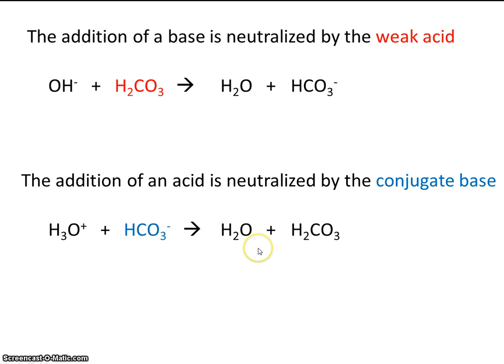So now the H2O has been neutralized. So as a review, a buffer is made from a weak acid and the salt of its conjugate base. And a buffer is a solution that resists changes in pH. So if we have a solution and we add base, that base gets neutralized by the weak acid. And that same solution, if we add acid to it, that acid can get neutralized by the conjugate base. So that buffer solution, whether we add a base to it or an acid to it, it will get neutralized and the pH should stay relatively constant.